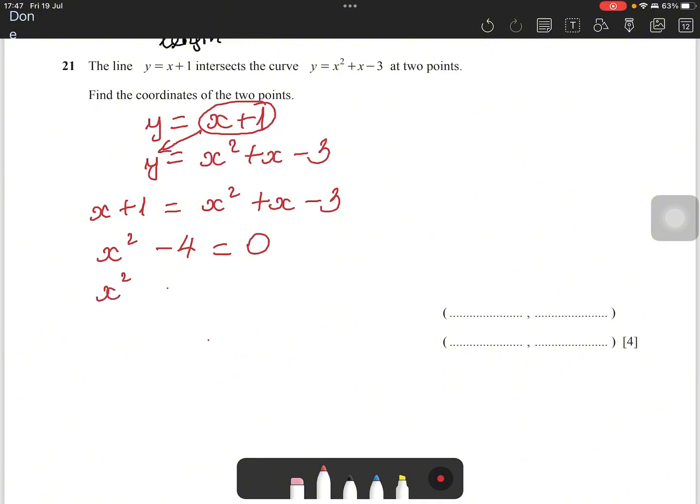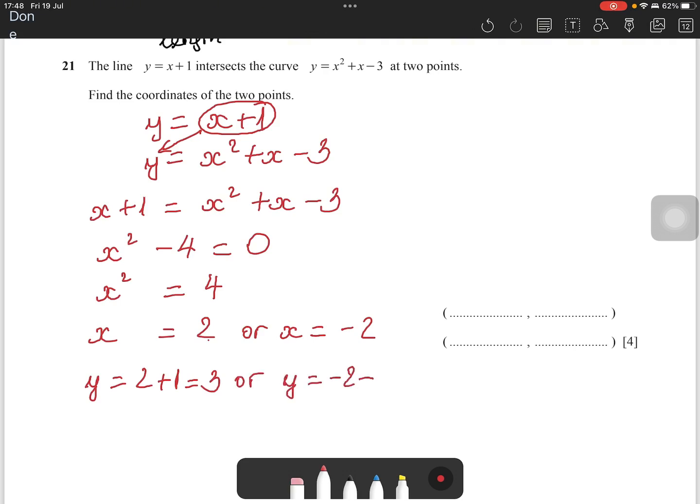This means x squared is equal to 4. Then x should be 2 or negative 2. When x is 2, then y equals 2 plus 1 equals 3. Or when x is negative 2, y is negative 2 plus 1 equals negative 1. So we have two pairs of answers: (2, 3) and (-2, -1).